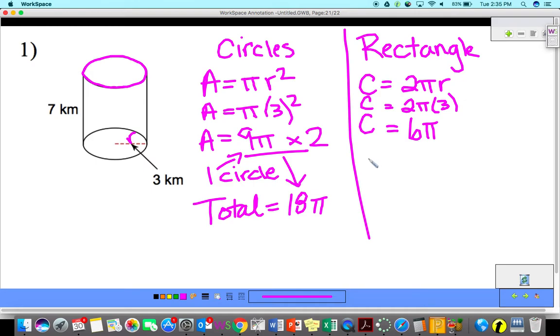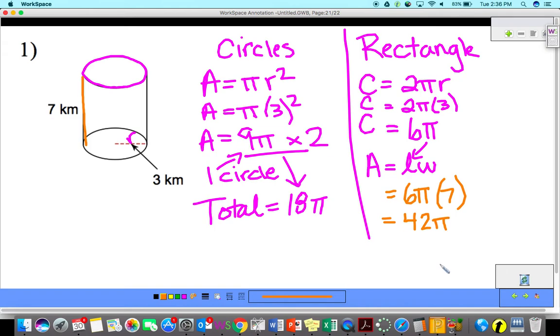That's great, but the area of my rectangle is length times width. 6 pi is the length. The width of my rectangle comes from the height of my cylinder. So I'm going to take 6 pi times 7, which is 42 pi. This is the area of my rectangle.